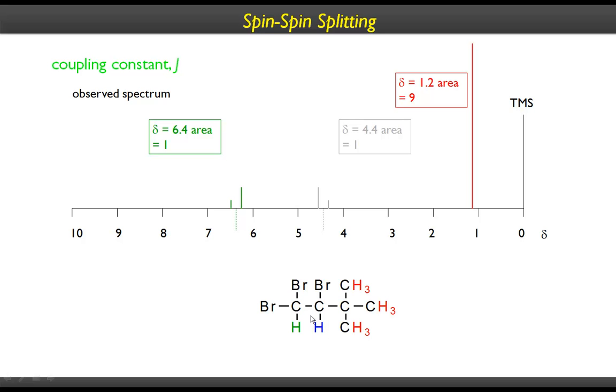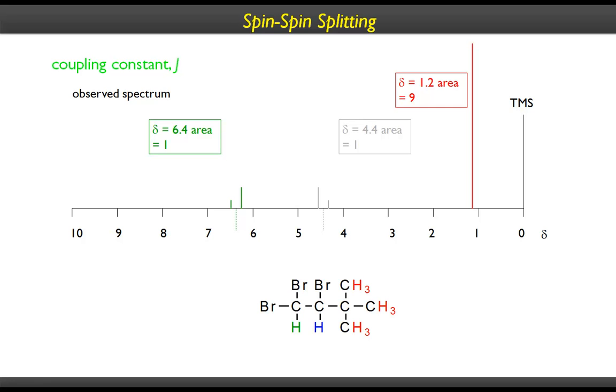Let's say we had a compound where even this was a bromine, and then this hydrogen would be a singlet. It would not have this splitting pattern. This is called spin splitting for that reason, and then we'll talk about some of those causes and effects.